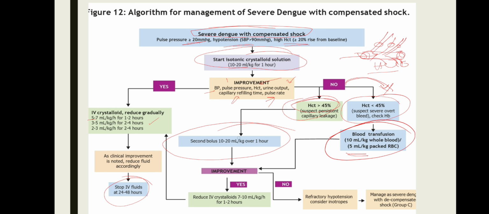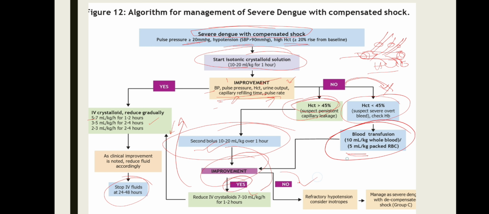Now, if the hematocrit is going up and the vital parameters are not showing improvement, then we have to give the second bolus. After the second bolus, we again check the vital parameters and also the hematocrit. If the hematocrit is improving, then we decrease at a rate of 7 to 10 ml, then 5 to 7, then 3 to 5, then 3.